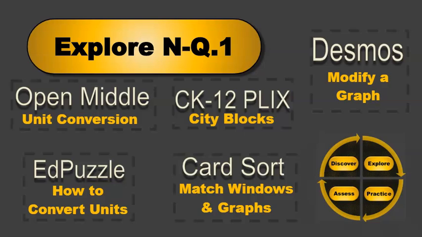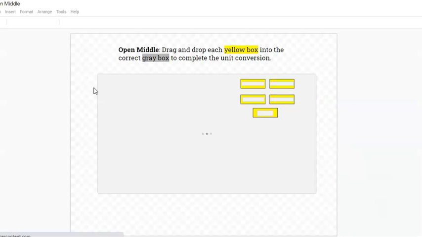So the first exploration we're going to look at is open middle, unit conversion. When I click on this page, it's going to ask me to make a copy. So when you click on it, you're going to make a copy of this document. When you do this particular type of assignment, if you're in Google Classroom, then it would be smart to just assign all the pieces in Google Classroom, and then they can choose from there, using this as kind of their guide to choose it.